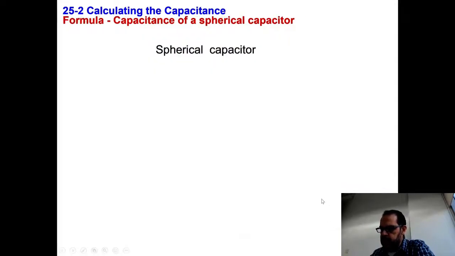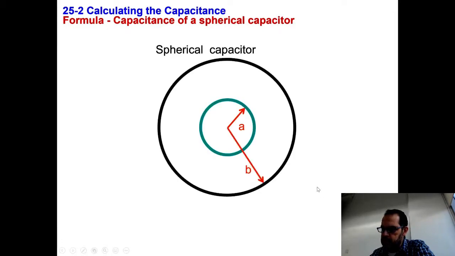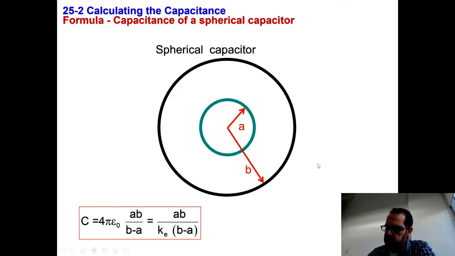For a spherical capacitor we can do the same thing. This is a spherical capacitor with an inner conducting sphere of radius A and an outer conducting sphere of radius B. In this case, the capacitance is equal to 4 pi epsilon 0 A times B divided by B minus A. We can also write it as 1 over k, because k is 1 over 4 pi epsilon 0, times AB divided by B minus A.